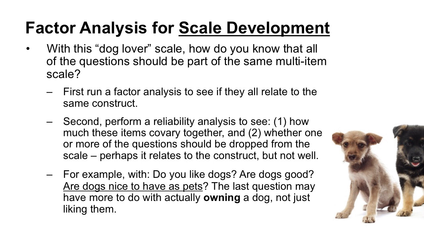So with this dog lover scale, how do you know that all of the questions should be part of the same multi-item scale? Well, first, you run a factor analysis to see if they all relate to the same construct. In other words, do they all belong to the same animal? Second, perform a reliability analysis to see how much these items covary and whether one or more of the questions should be dropped from the scale.